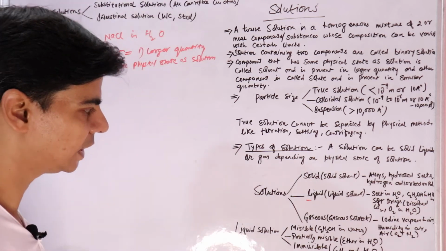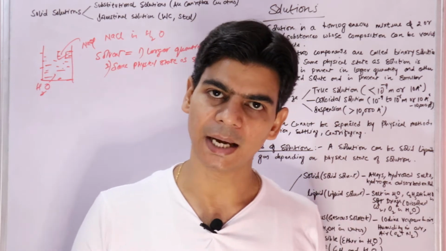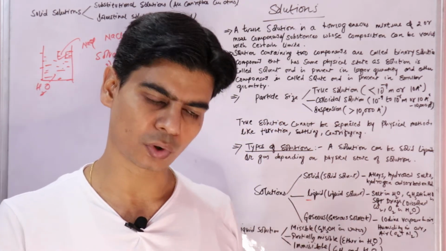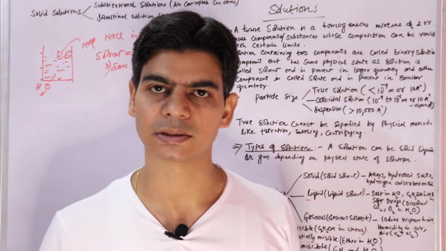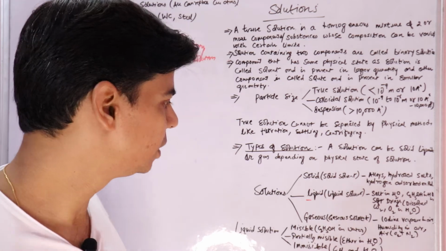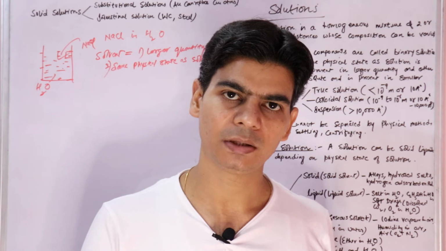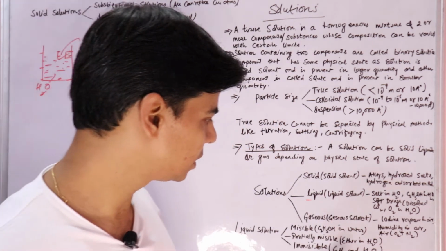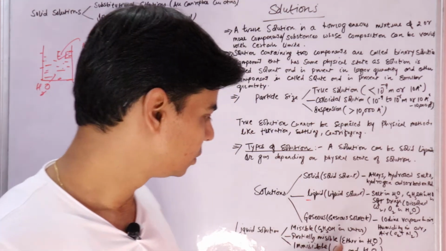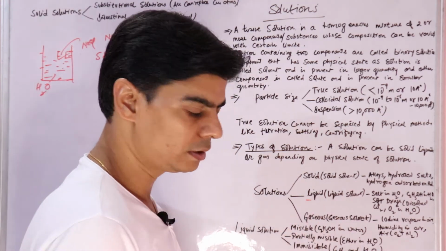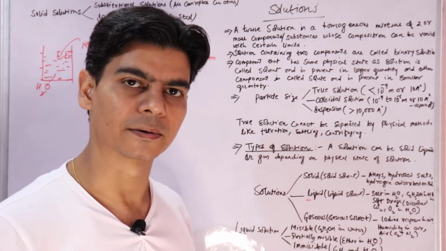Now if we talk about gaseous solutions, the physical state would be gas, right? So the solvent would again be a gas. The solute can always be a solid, liquid, or a gas, right? Now let's take examples of gaseous solutions. We know that since it's a gaseous solution, the solvent would always be a gas, right? So iodine vapors in air.